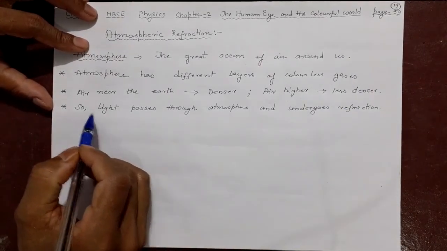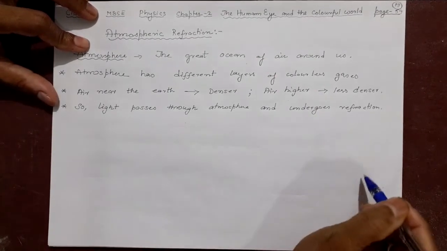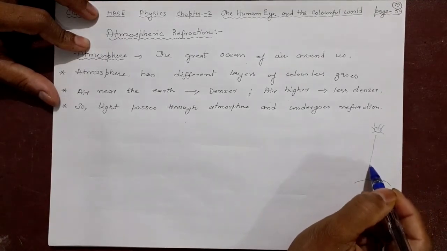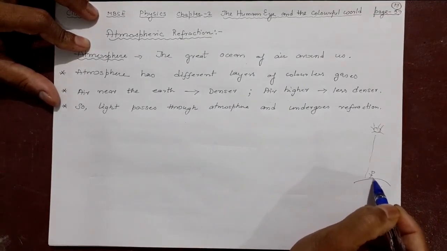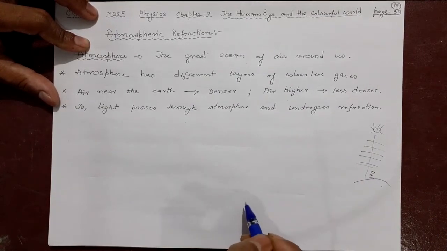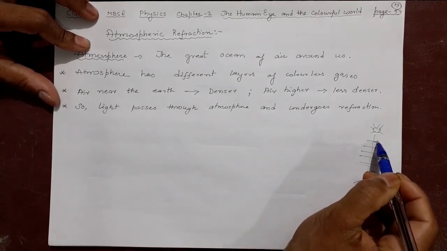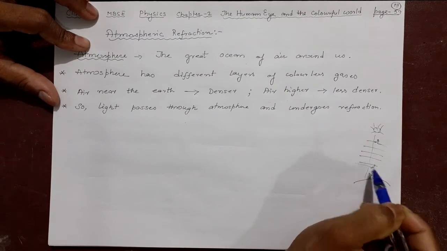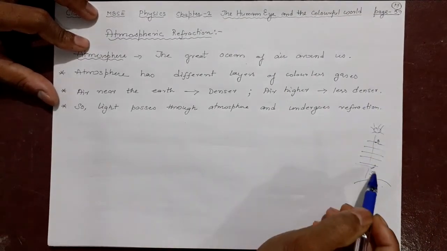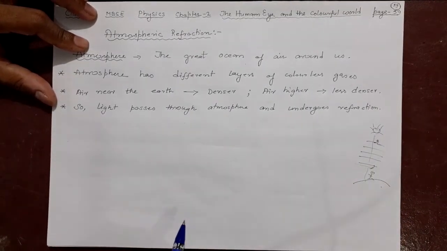So when the light comes from the sun to the earth where we are standing, what happens? It has to pass through these layers. So what happens in the layers? This is light, this is rarer medium, this is denser medium, so it will have to bend here, it will bend here. So we will find the light coming from here to here is not coming in a straight line, it will bend. Why? What is the reason?